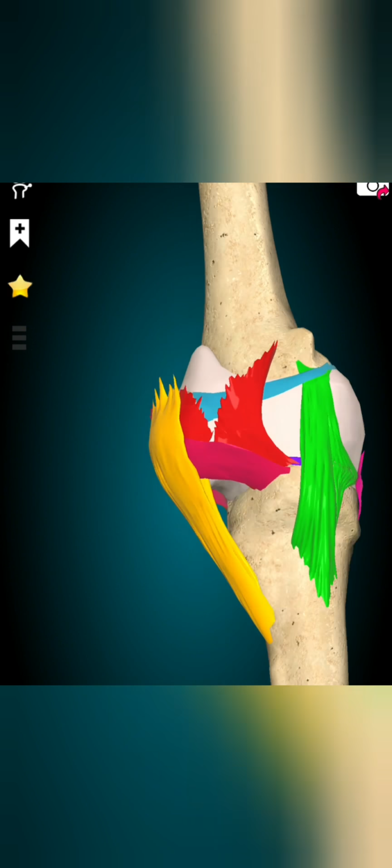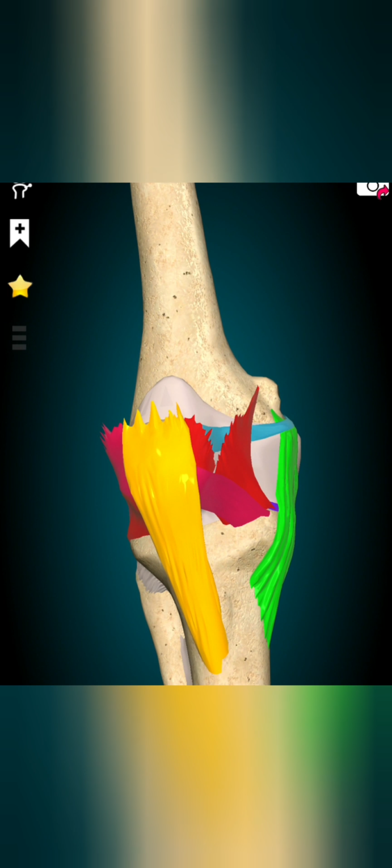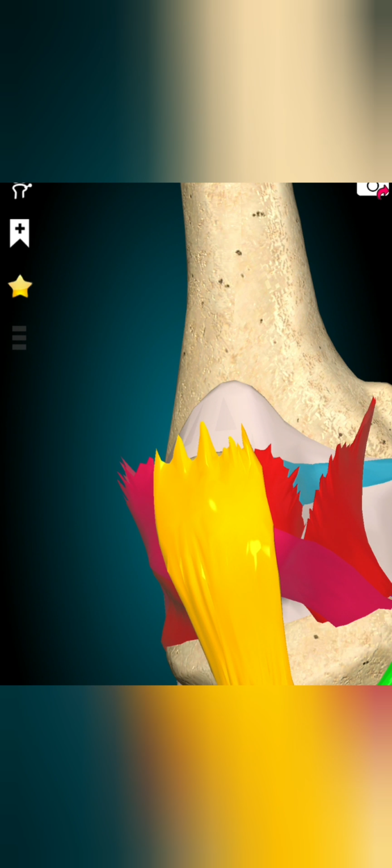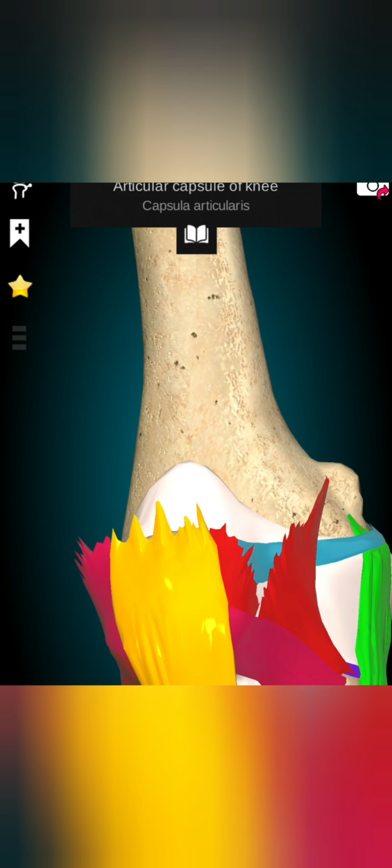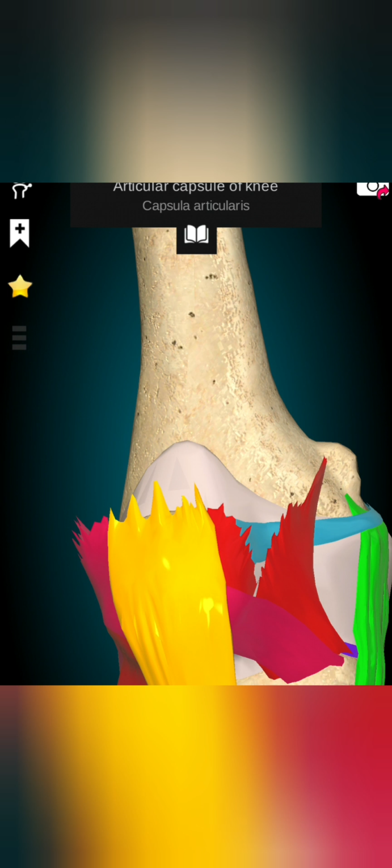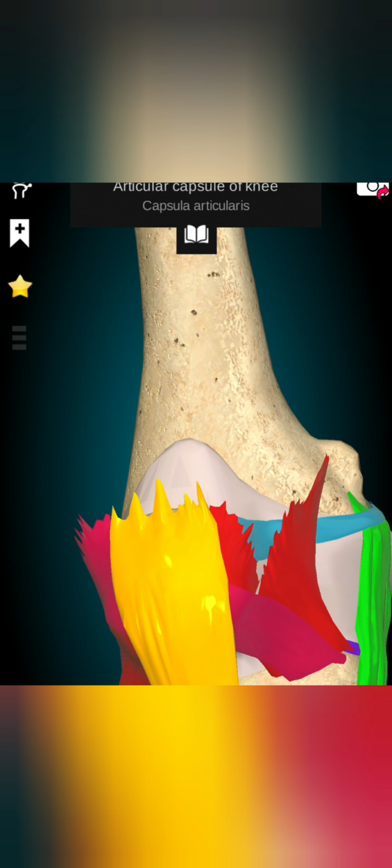Then one of the major stability factors of the knee joint is the joint capsule, or the articular capsule of the knee joint. So this white thing over here. Normally the capsules of joints, like in the shoulder joint or the knee joint or some other joint, are kind of ligaments that surround the joint. They surround the joint completely to stabilize it, and this is the capsule of the knee joint.